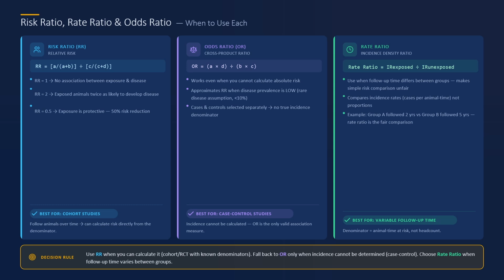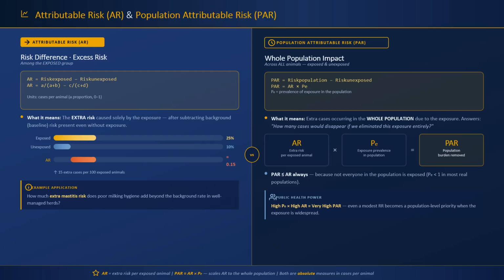So the decision rule: risk ratio when you can, rate ratio when follow-up varies, odds ratio when incidence simply cannot be determined. We shift from relative measures to absolute ones. This is where epidemiology starts answering the question a farmer or a policymaker actually cares about. How many cases? Attributable risk is risk in the exposed minus risk in the unexposed. It's the extra risk caused by the exposure, after you subtract the background risk that would have been there anyway. Units are cases per animal.